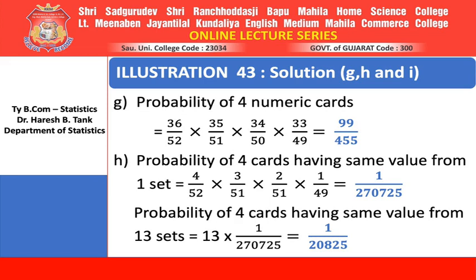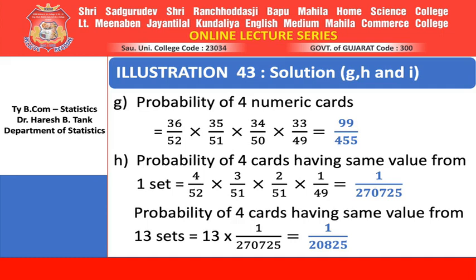Now this is very important. Probability of 4 cards having the same value. The first set, that means let us think of aces. Ace one can get it. How many aces are there? 4. 4 by 52. First ace, 3 by 51. Second ace, 2 by 50. Third ace, and 1 by 49. Fourth ace, so 1 upon 2,70,725 way, and that becomes the probability of getting an ace.